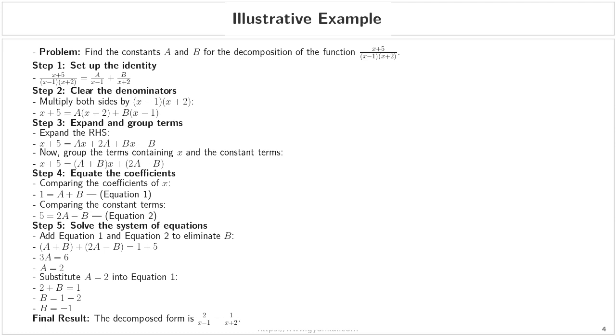Okay, let's work through a concrete example to solidify our understanding of the equating coefficients method. As we discussed on the previous slides, this method is powerful because it works reliably for all types of partial fraction decompositions. And there you have it. We've successfully determined the constants a and b using the equating coefficients method. Remember, this method is a systematic approach that will work for more complex problems as well, especially those involving repeated or irreducible quadratic factors, which we'll explore further. As we move forward, keep in mind the workflow we discussed. Clear denominators, expand, group, equate, and solve.